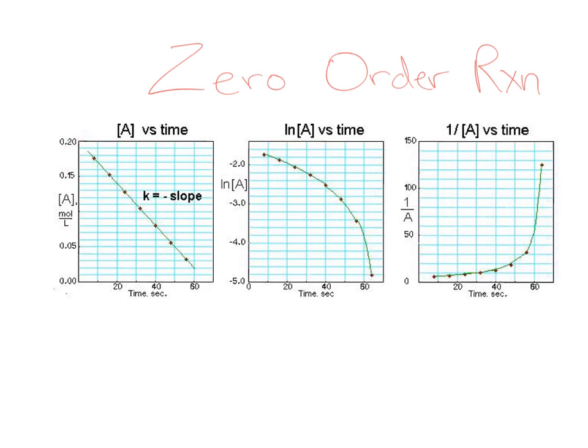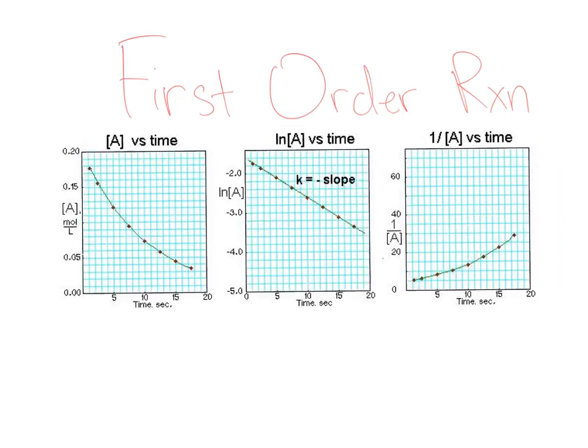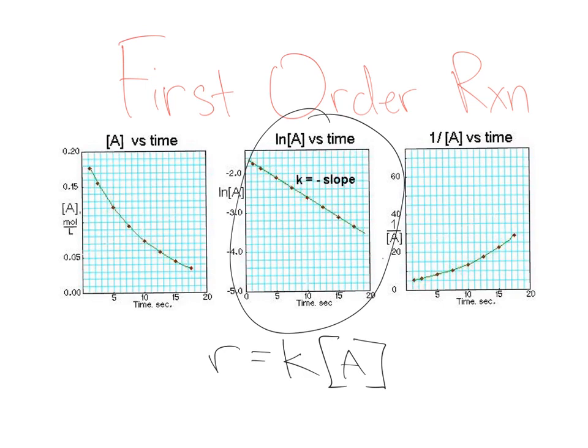Alright, so in a zero order reaction, the rate of the reaction is independent of the concentration of A. It is just equal to a constant, and the graph of the natural log of A versus time does not produce a linear relationship. In a first order reaction, the rate of the reaction is proportional to the concentration of A, and we can see that the graph of the natural log of A versus time does have a linear relationship, as ours did from problem number 7.